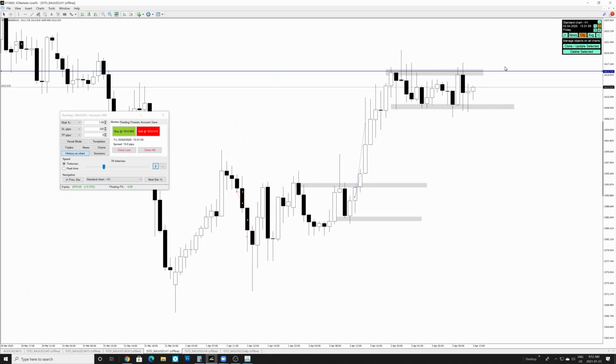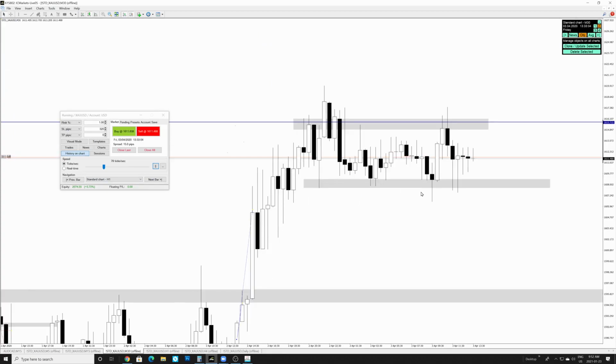So we're going to clone these objects over to the 30-minute time frame. Right over there. Yeah, we're just ranging over here. Notice how the candles are closing small body candles, right? Small body candles mean there's low volume at this time.